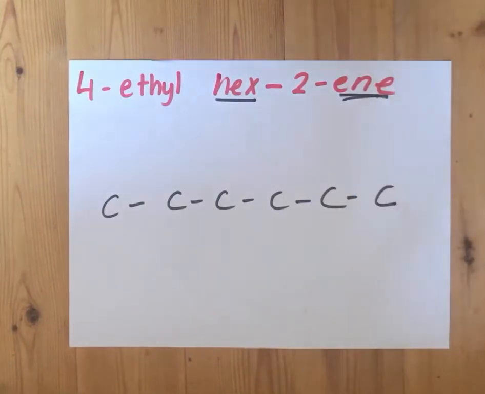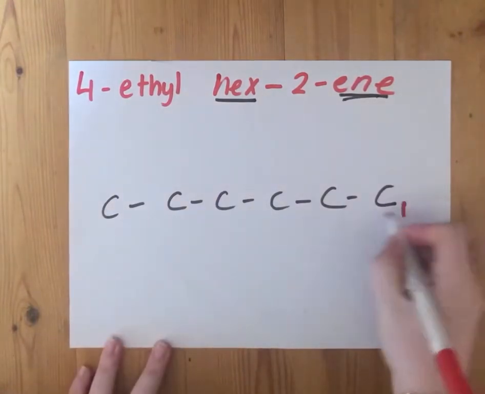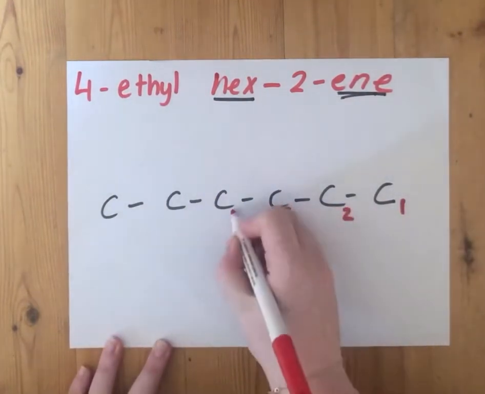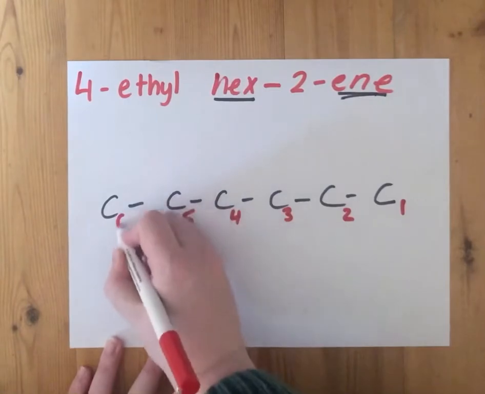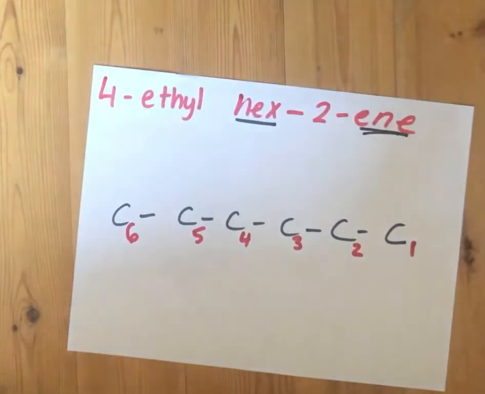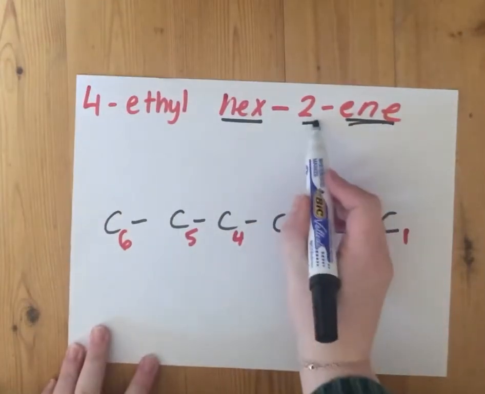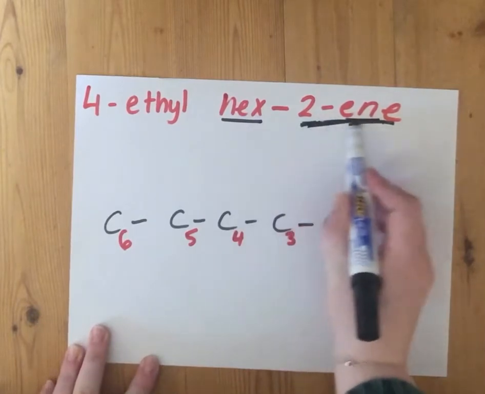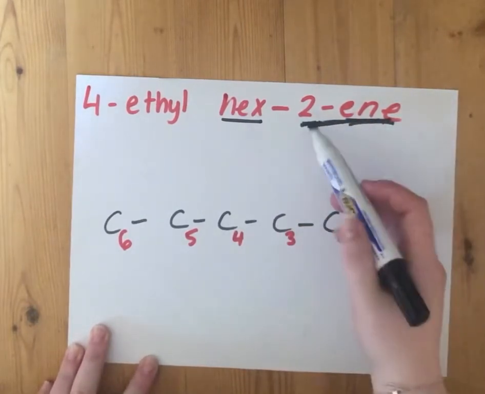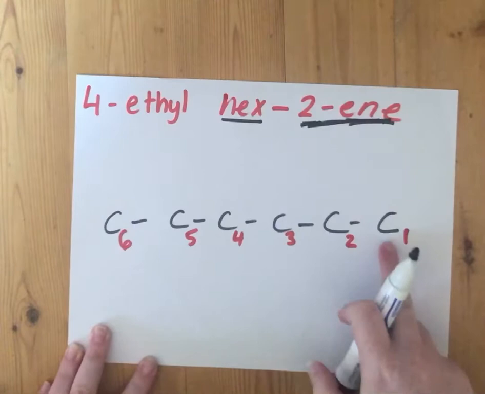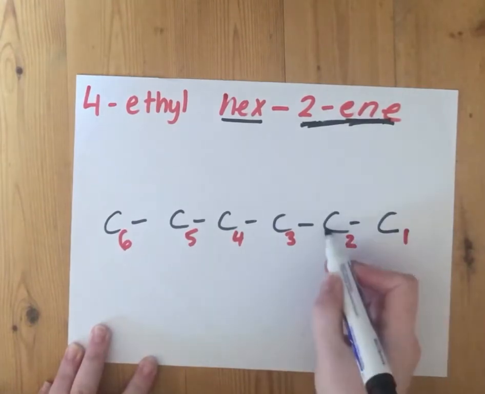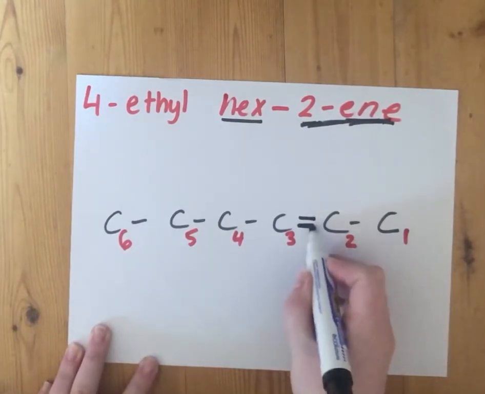So what might be better to do here is number them first. I'll number from the opposite side than I did the last one, so I'll do 1, 2, 3, 4, 5, 6. And so what the 2 up here means is that my double bond, the 2-ene, means that my double bond starts on carbon 2. So I go into carbon 2 and that's going to have my double bond on it.